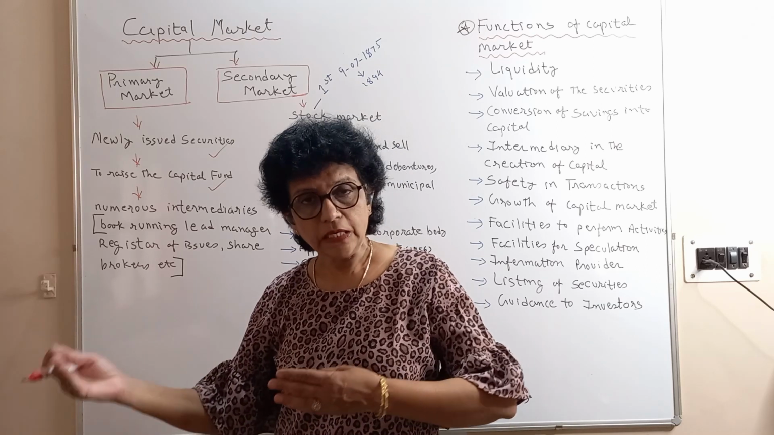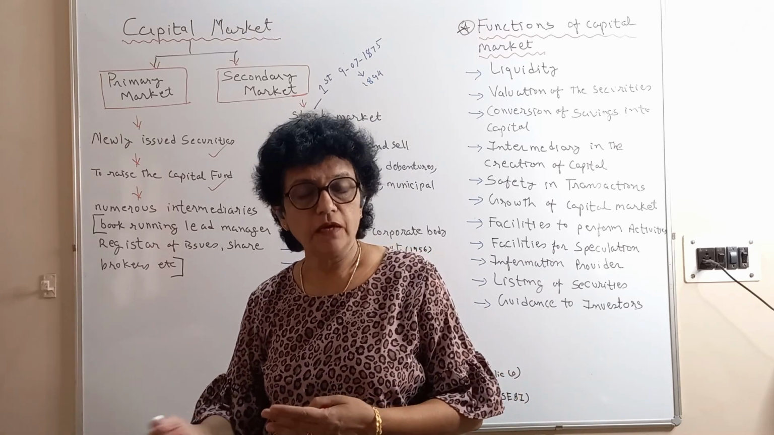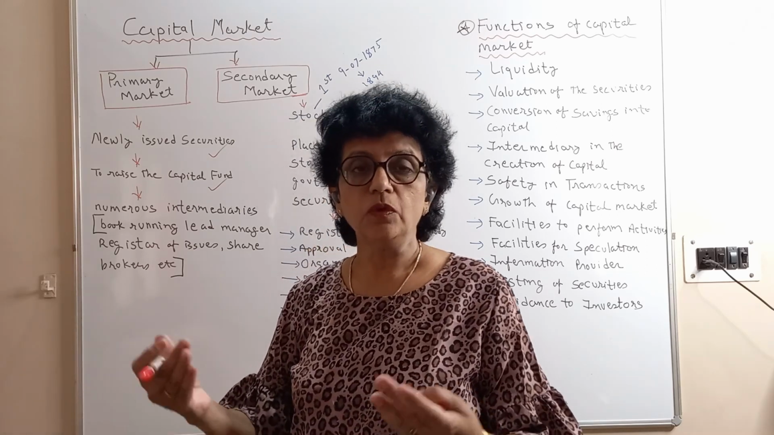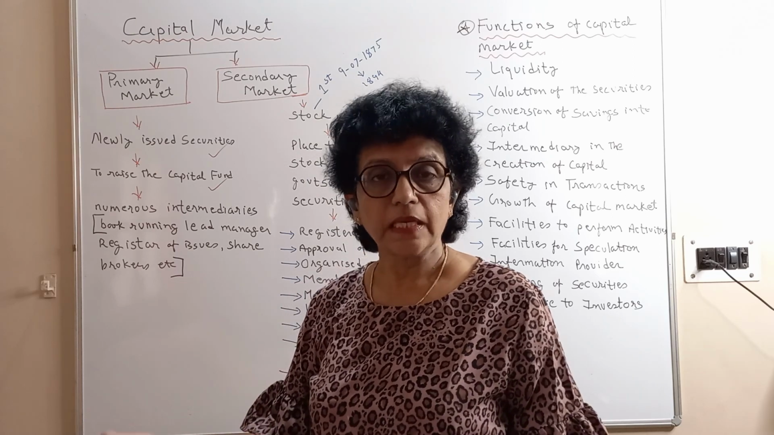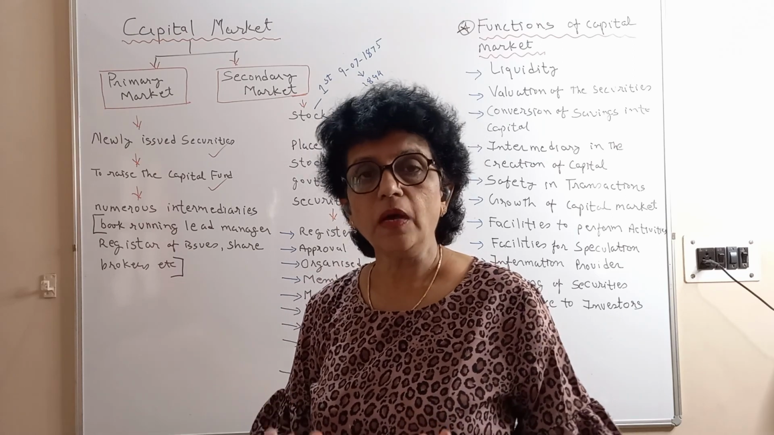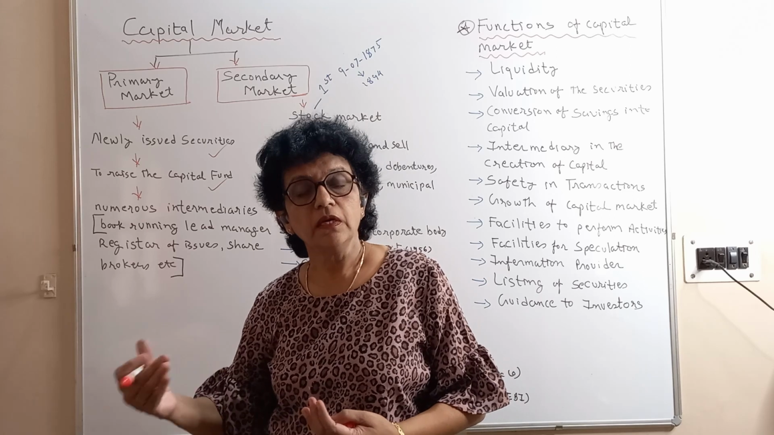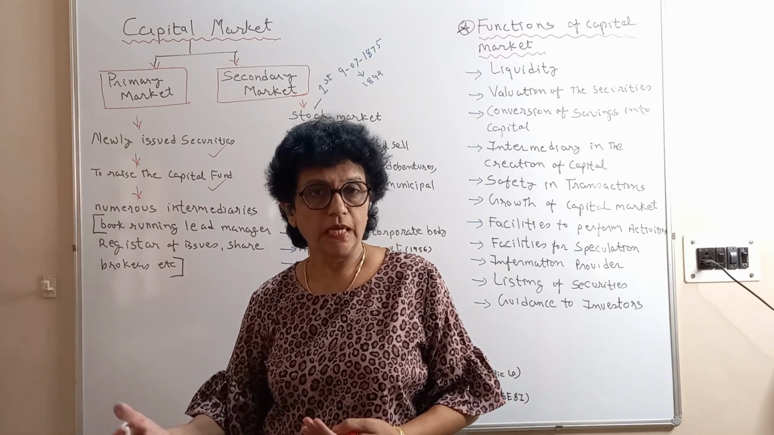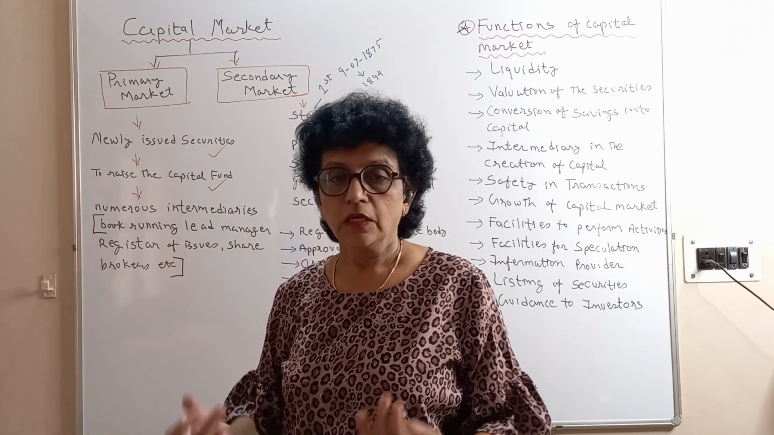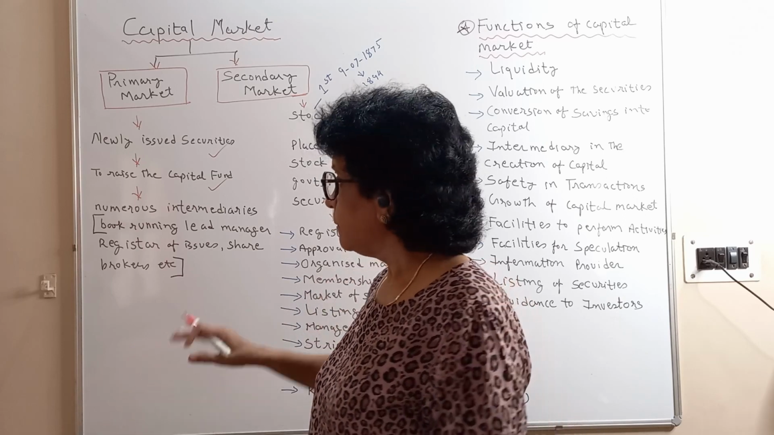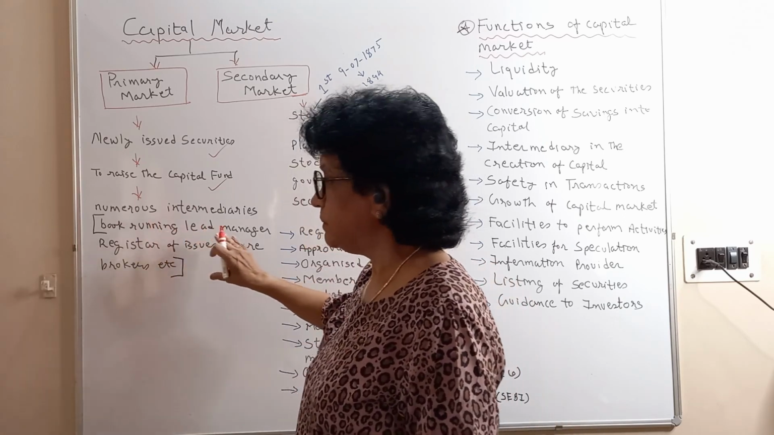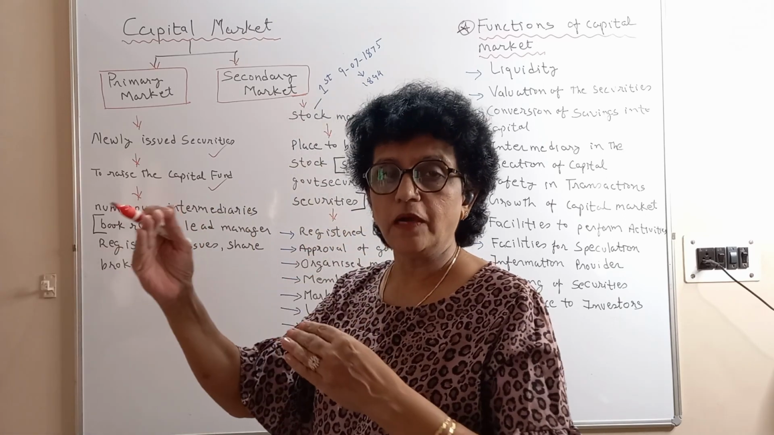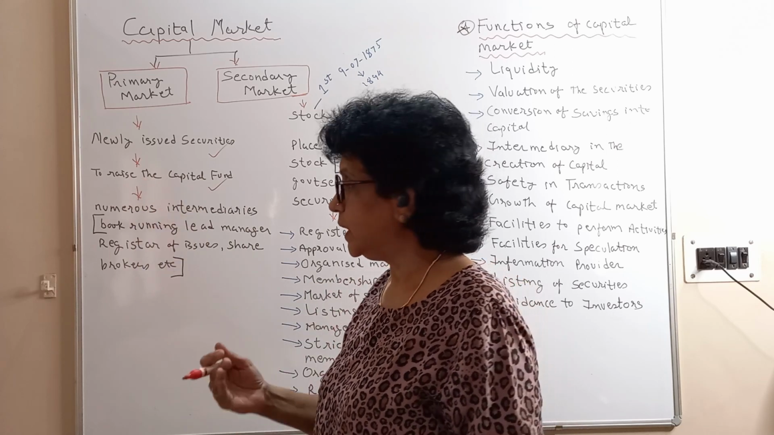We can't directly go and purchase. We have no authority to enter into the primary market. We have to have a membership for entry into the stock market and to purchase things. So we can't go directly. There are a number of intermediaries. Step by step you have to go and get your work done.